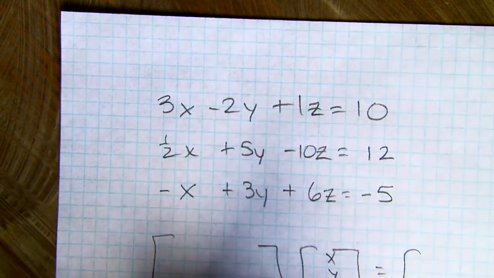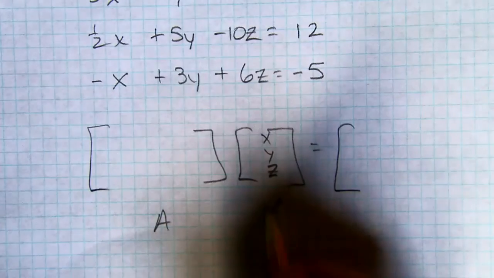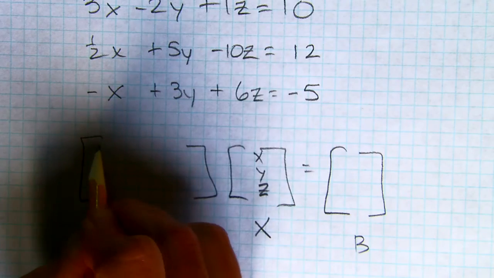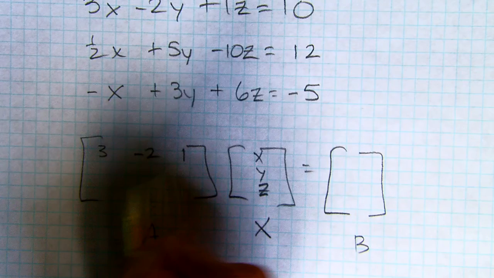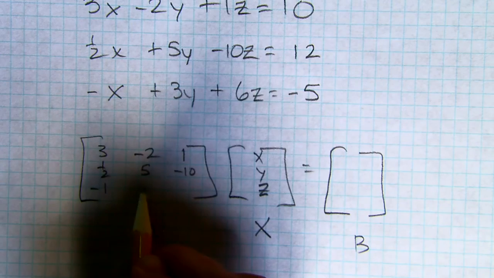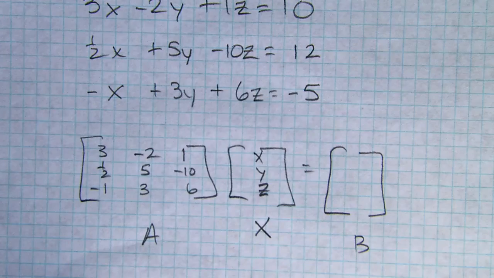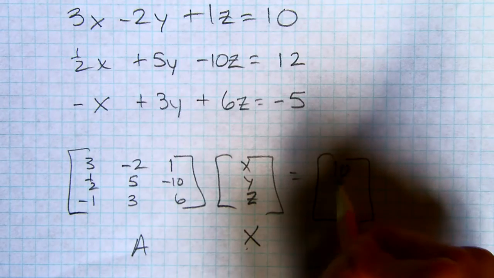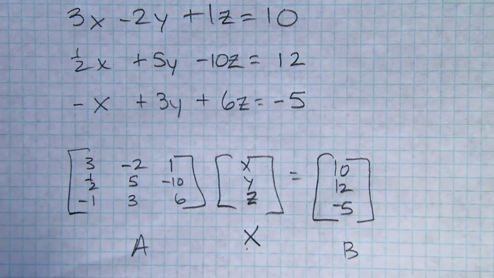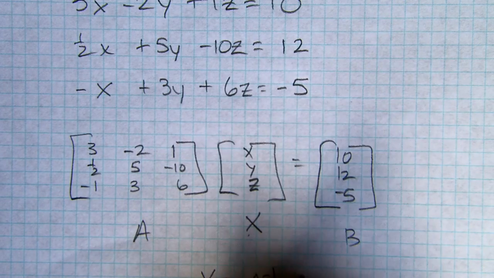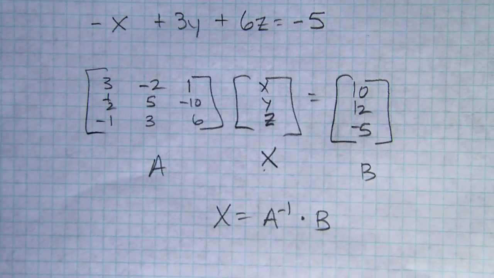as a matrix. Here's your A, here's your unknown, here's your B, where this would be 3, negative 2, 1, 1/2, 5, negative 10, negative 1, 3, 6. There'd be your matrix A. You don't know your matrix X. Your matrix B would just be 10, 12, negative 5. And then in your calculator, X would just be the inverse of A times B.